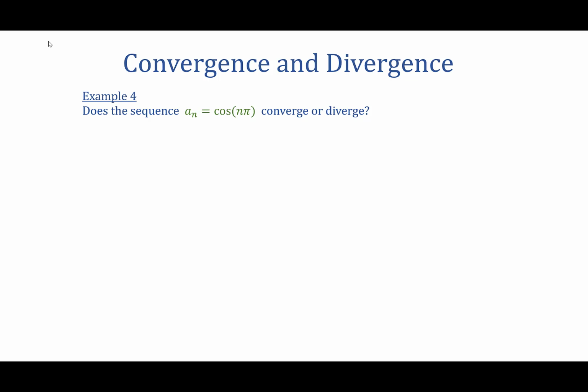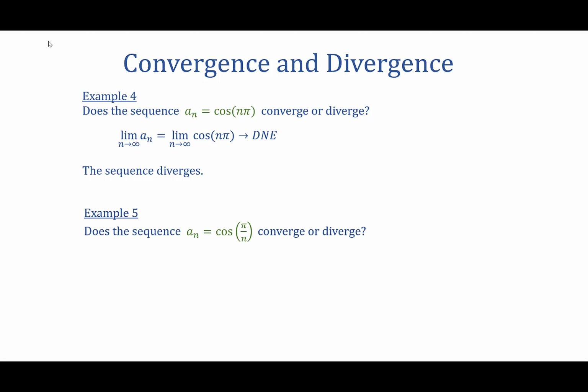What about cos of n pi? We just saw this in an earlier question. When n is 1, the term is cos of pi, which is negative 1. When n is 2, the value is cos of 2 pi, which is 1. When n is 3, the term is cos of 3 pi, which is negative 1. It keeps bouncing back and forth between positive 1 and negative 1. In this case, the limit doesn't exist, and so the sequence also diverges.